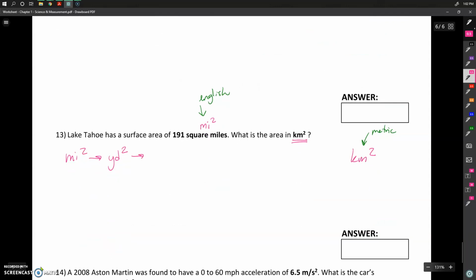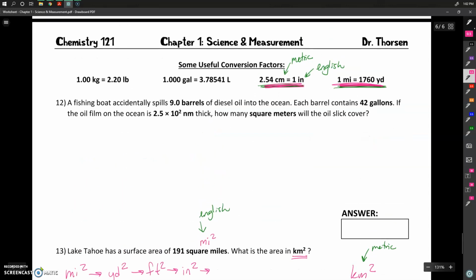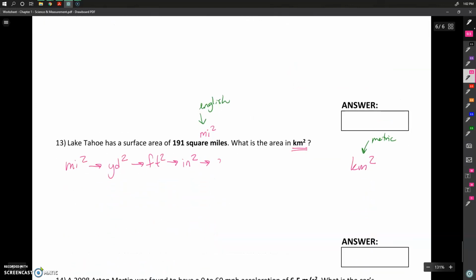So yards squared, most of you should be able to feel comfortable getting to feet squared from yards. You should probably know how many feet are in a yard. Most of you should feel comfortable getting from feet into inches, because you should know how many inches are in a foot. So inches squared, once we get there, then we know the relationship between inches and centimeters. So from inches squared, we're going to end up with centimeters squared.